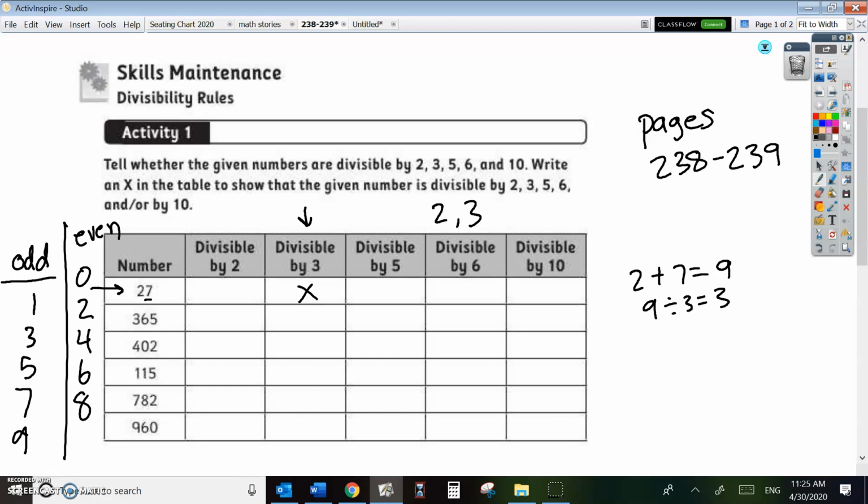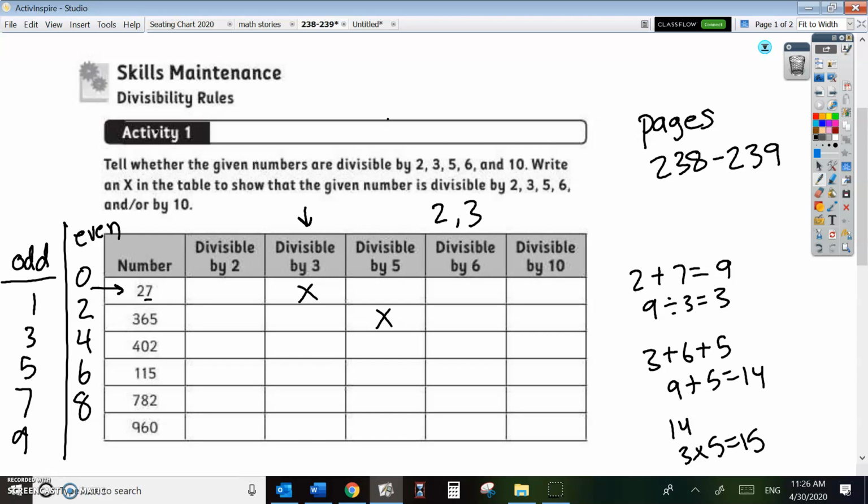Let's look at 365. It's an odd number, so it's not divisible by 2. Is it divisible by 3? Well, let's add 3 plus 6 plus 5. So that's 9 plus 5 is 14. 14 is not divisible by 3. 3 times 5 is 15, but 14 doesn't work. So no. Is it divisible by 5? Yes, because the last digit is a 5. It's not divisible by 6. It's an odd number. It's not divisible by 10.